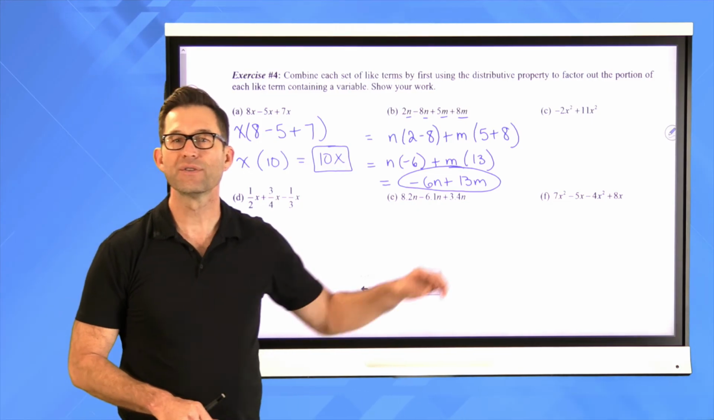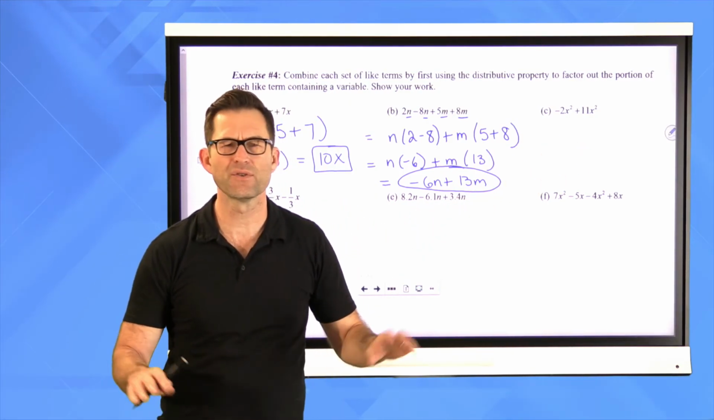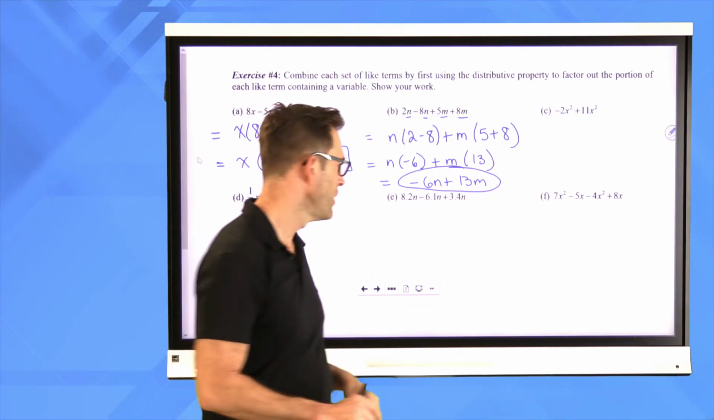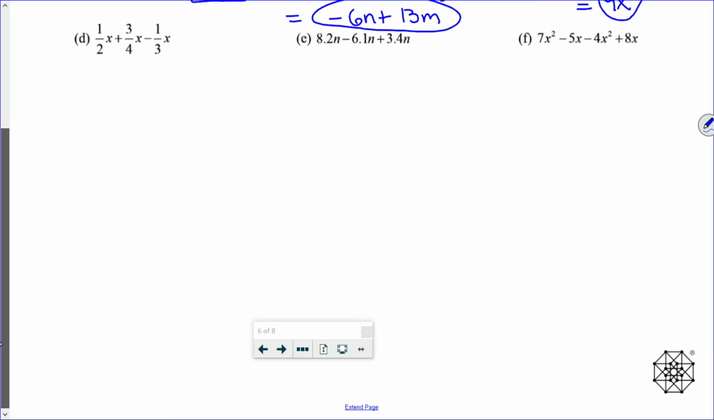All right, letter C is pretty easy. We've just got negative 2x squared plus 11x squared, so just two terms, simple enough. In this situation, what I'm going to do is factor out an x squared and be left with negative 2 plus 11, right? x squared times 9, and that's just 9x squared. Ooh. Pen got a little stuck there. Let's take a look at letter D.